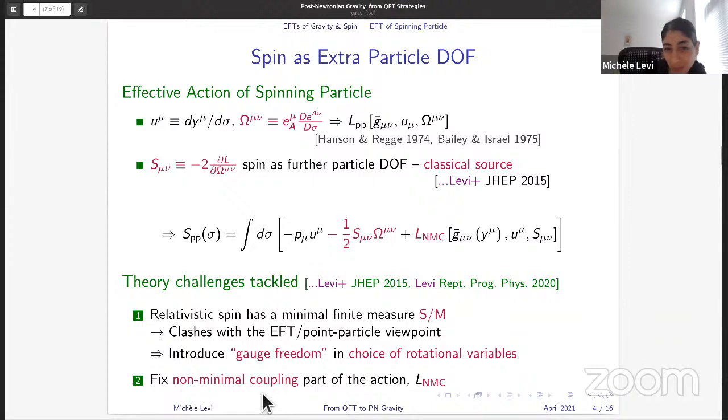And the other thing is to fix the non-minimal coupling. After that, we have less trivial couplings of the spin coupled to now the Riemann tensor and covariant derivatives. Can we constrain them in a very strict way that will inform us, order by order, at least for the orders that we need to tackle? So these were the challenges that we tackled.